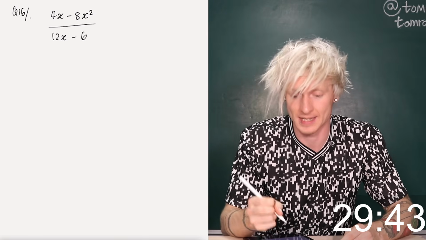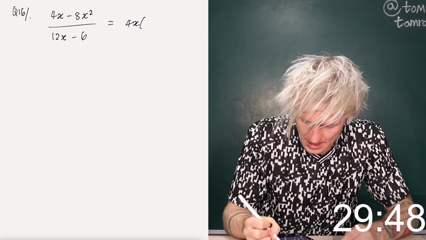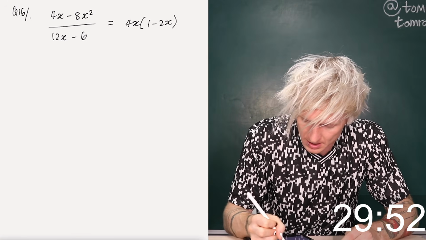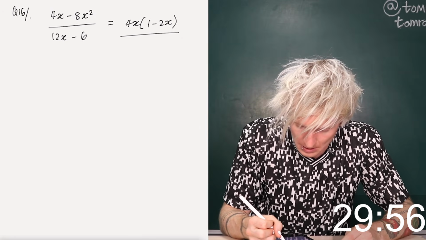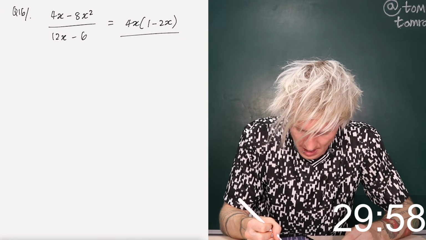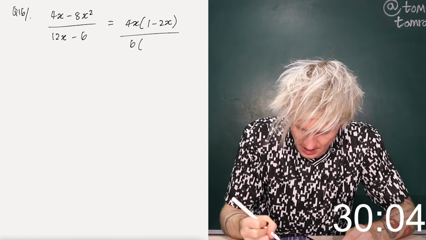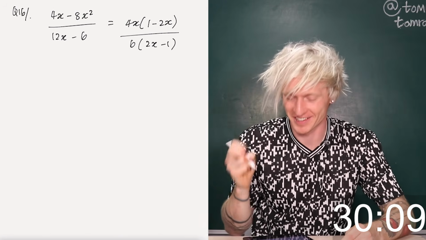4x minus 8x squared divided by 12x minus 6. Okay, so factorize out. On the top, I can take out a 4x, and then I'm left with 1 minus 2x. And then on the bottom, I can't take out a 4x, whoops. Well, I've committed to this, so what can I take out? A 6. If I take out a 6, then I've got 2x minus 1. It worked. We're good.